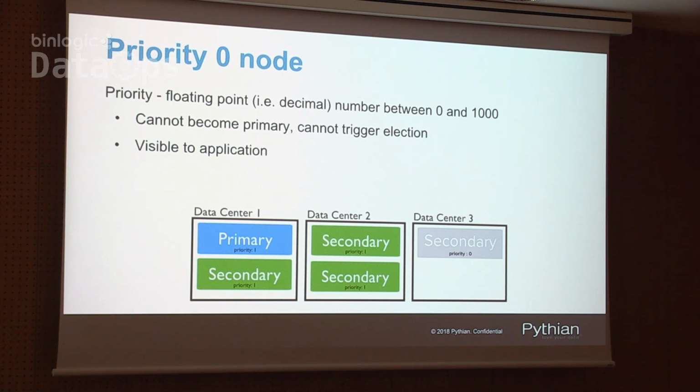Priority 0 node is a secondary node. It's always a secondary, cannot become primary, and it cannot trigger elections. This node is visible to the driver, to the application, so that when you send a read request to your replica set, the driver is able to see this node and read requests can go to this node. However, this node will never be elected as a primary because it's set with priority 0.